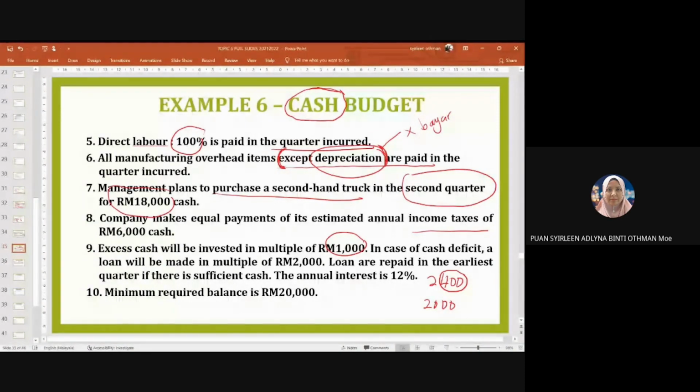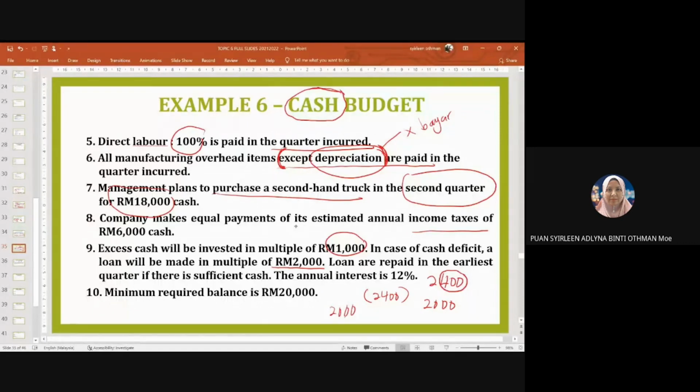Alright, so in case of cash deficit, a loan will be made in multiple of 2,000. Okay, so loan mestilah dibuat dalam gandaan 2,000. So kalau saya punya tunai tadi terkurang 2,400. Okay, so I tak boleh pinjam 2,000 saja. Sebab kalau kurang dia negatif 2,400, I nak jadikan dia positif, I tak boleh pinjam 2,000 saja.